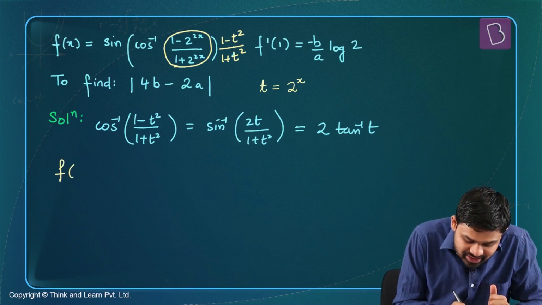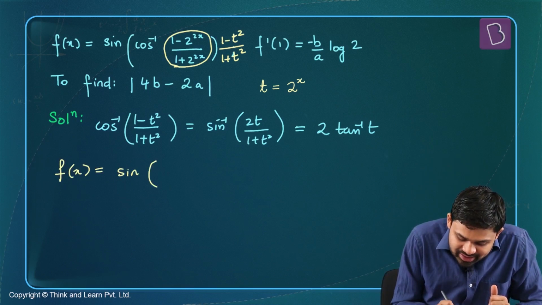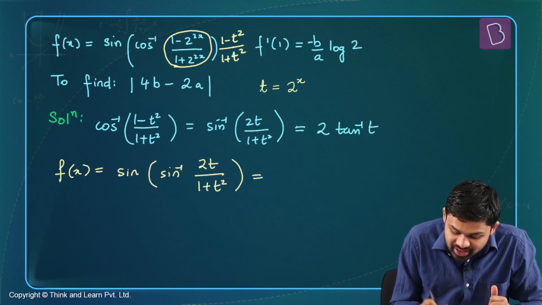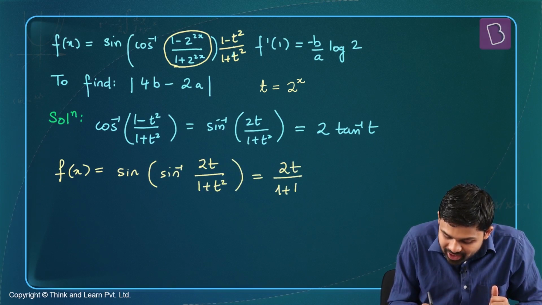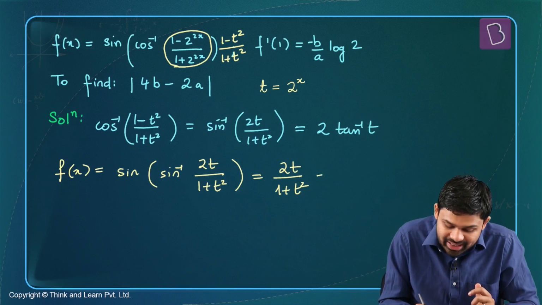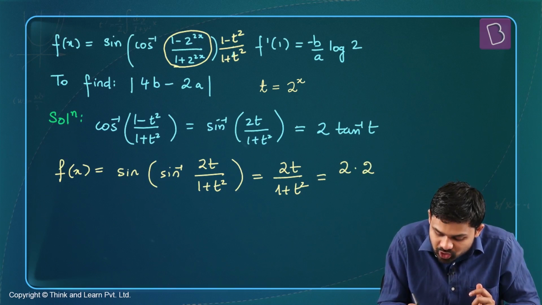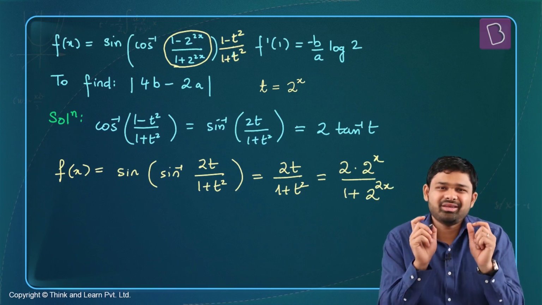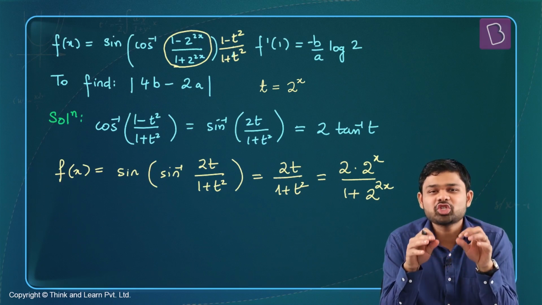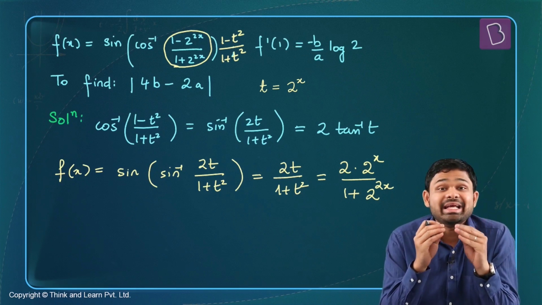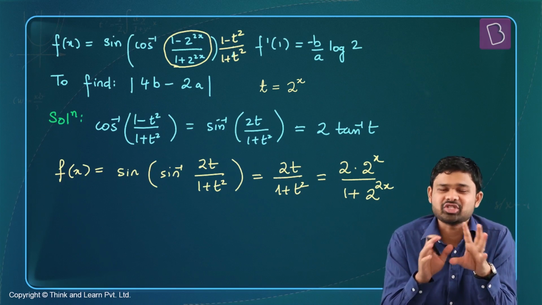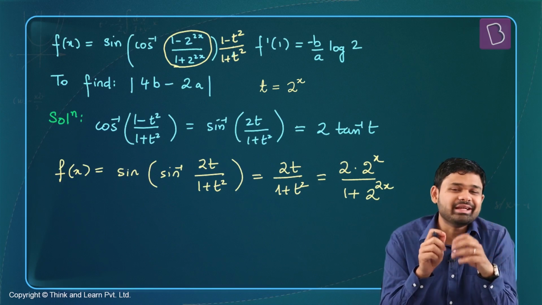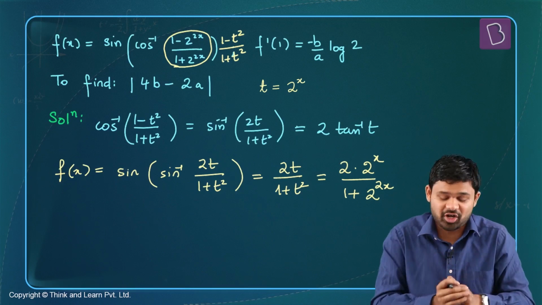So now f of x is nothing but sine inverse of 2t by 1 plus t square, which is nothing but 2t divided by 1 plus t square. And t is 2 to the power x, so this is 2 into 2 to the power x divided by 1 plus 2 to the power 2x. A little bit of detail here. You have to make sure that 2t by 1 plus t square is in the domain of sine inverse, and of course that will be taken care of in the question definition itself, but this is a little bit of detail that is important when you're dealing with sine inverse functions.